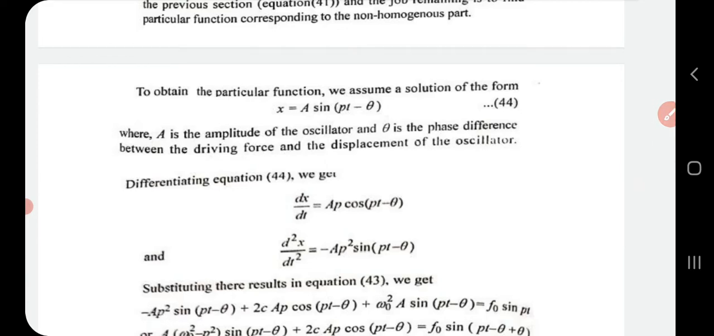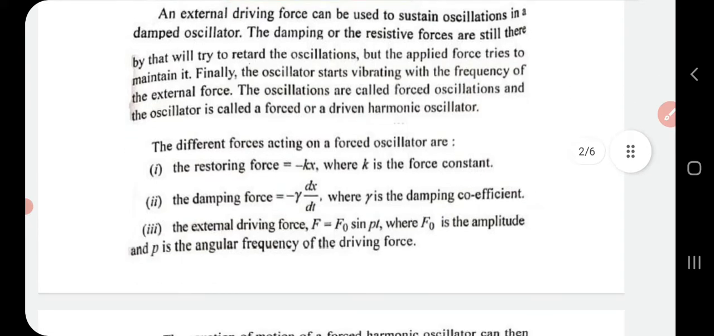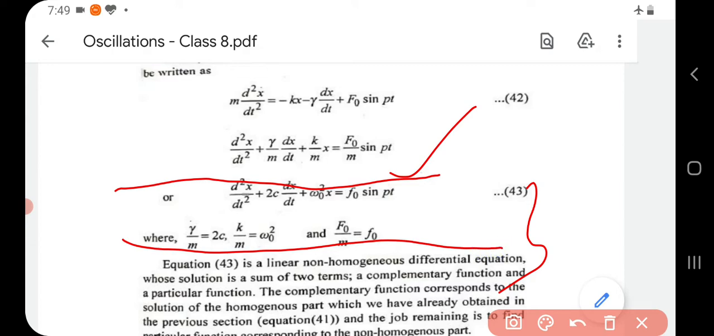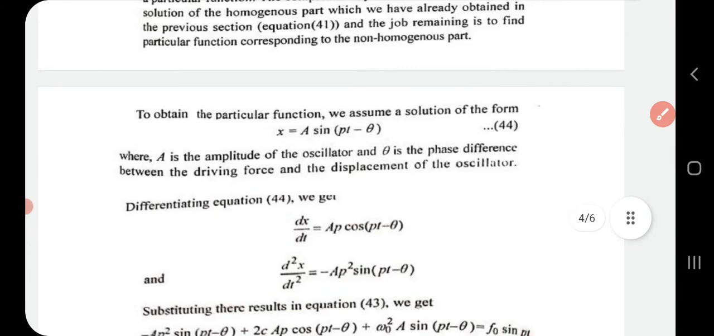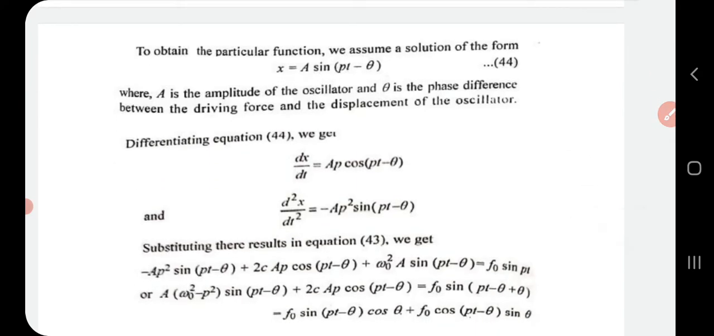To obtain the particular function, we have to assume a solution of the form x equal to a sin(pt minus theta). So write this slide completely. Then from this slide you write up to this much. No need of writing this paragraph. Then straight away go to this one: to obtain the particular function, you assume a solution of the form x equal to a sin(pt minus theta), where a is the amplitude of the oscillator, and theta is the phase difference between the driving force, meaning the externally applied force, and the displacement of the oscillator.